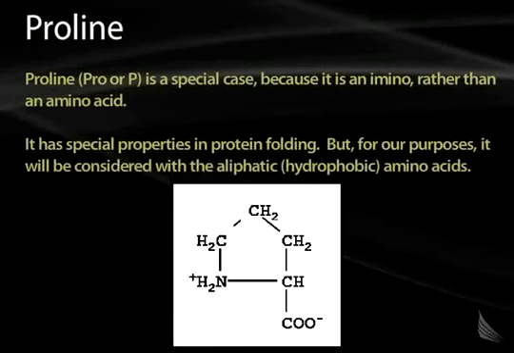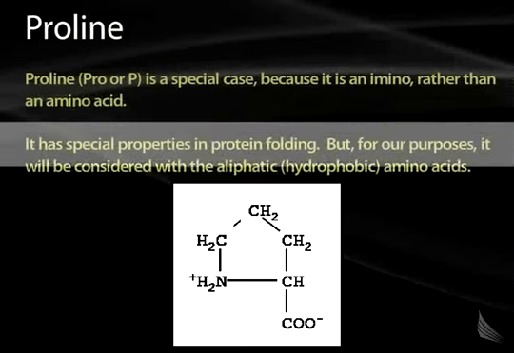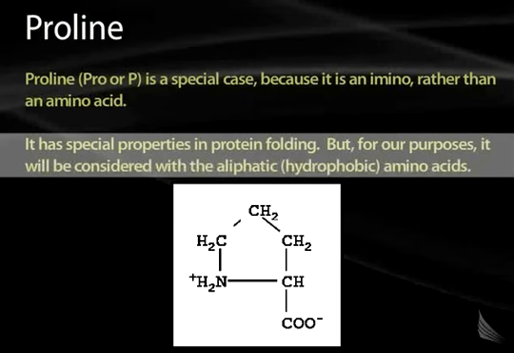Proline is also an aliphatic amino acid, but it's a special case because it's actually not even an amino acid. It's what we call an imino acid, in which the side chain is bonded back to the amino group, as you can see in the schematic below. Now, proline has some special functions in protein folding, but for the purposes of this lecture, we'll just consider proline as one of the aliphatic or hydrophobic amino acids.